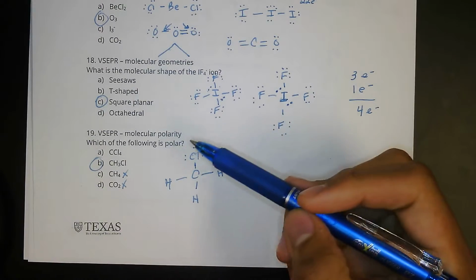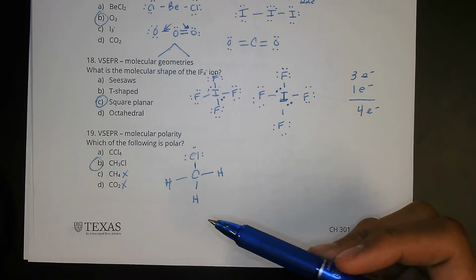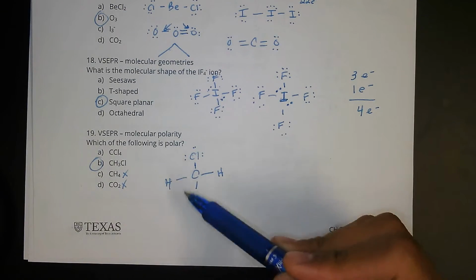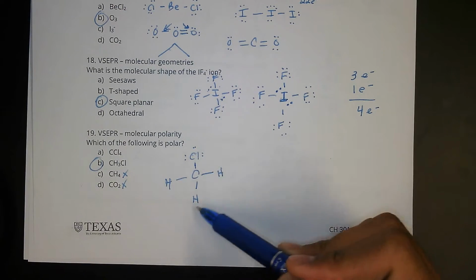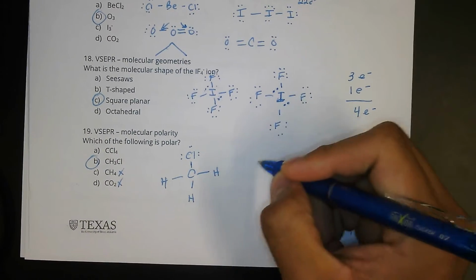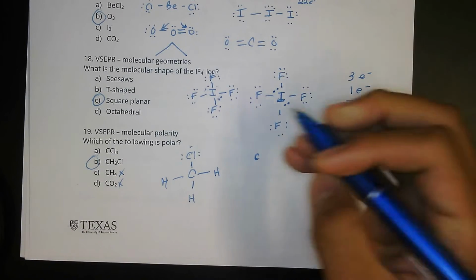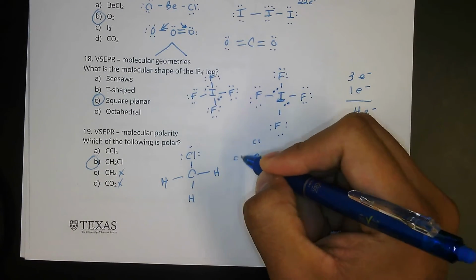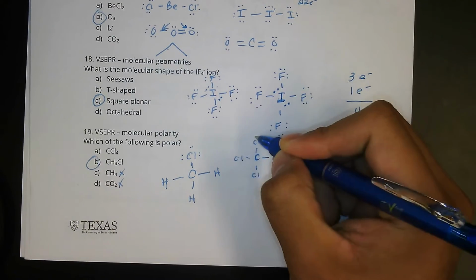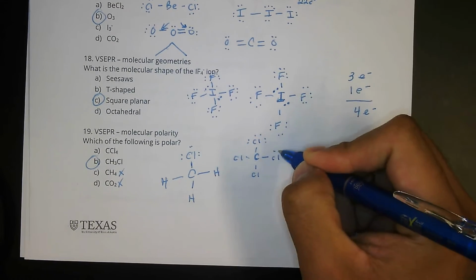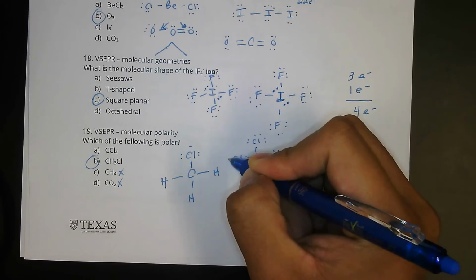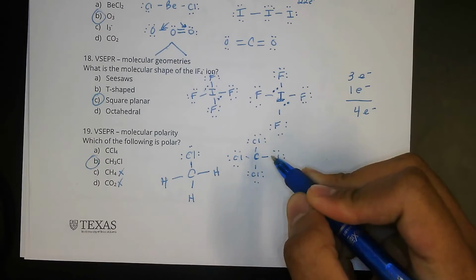For number 19, it's asking which of the following is polar. So just from experience and from drawing these out, I can tell that this is going to be polar, but we can go through all 4 of them. So you have carbon tetrachloride, you're going to have carbon in the center, you can put your chlorines out on the sides. We know that each chlorine is going to contribute 7 valence electrons. They're already contributing 1 to each single bond, and so we're going to draw 6 around them.